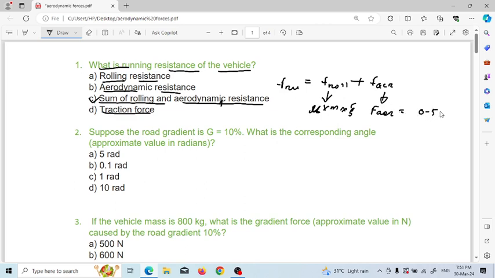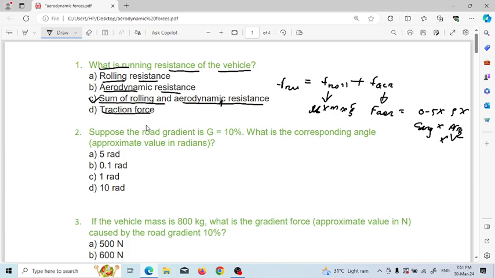The formula for F aerodynamics is 0.5 times rho times C drag coefficient times the frontal area times V square. So it is the resistance that will affect the vehicle when it is running.